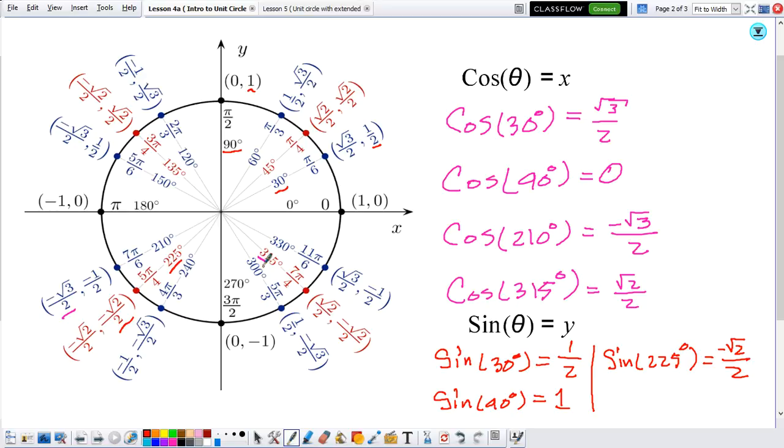Last example, let's look at the sine of 330. So here's 330. I want the sine, here's my coordinate point. I look at the y-coordinate, so that's negative 1/2. And this is how you use the unit circle to find sine and cosine values.